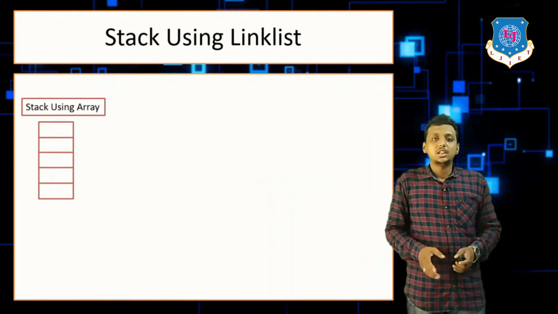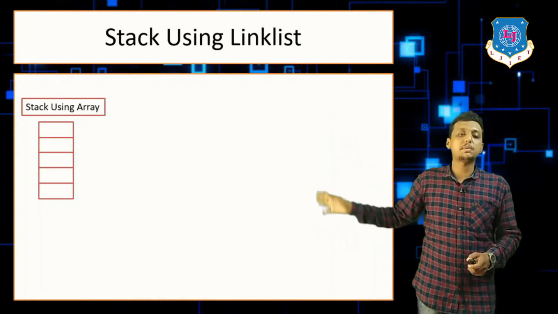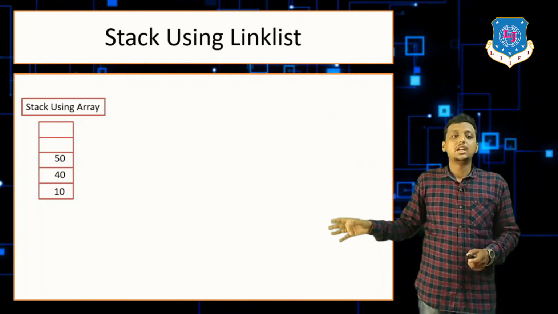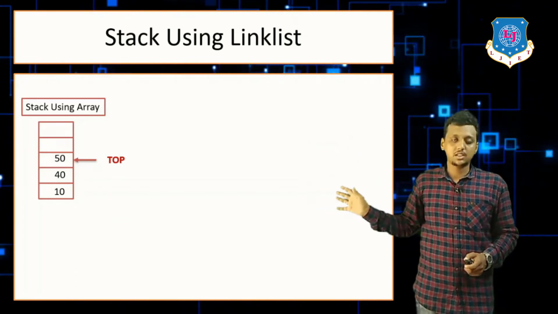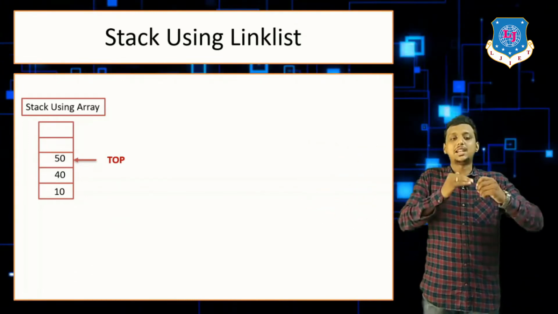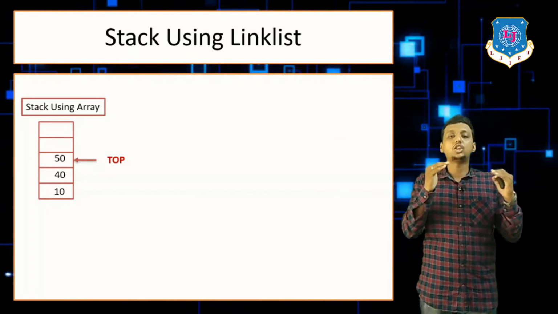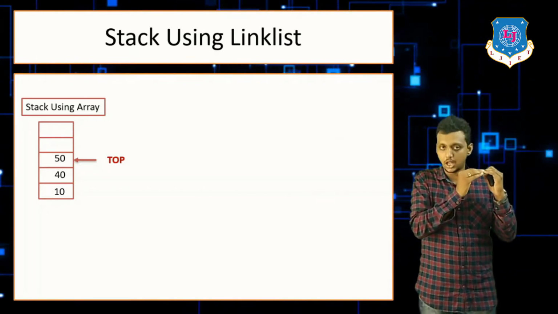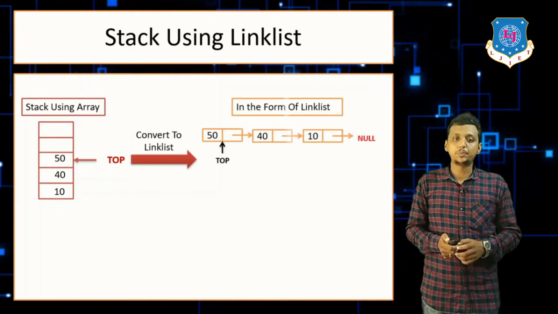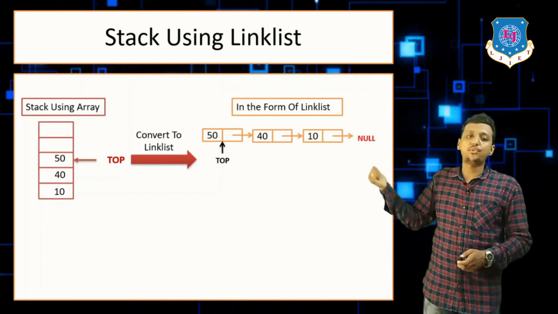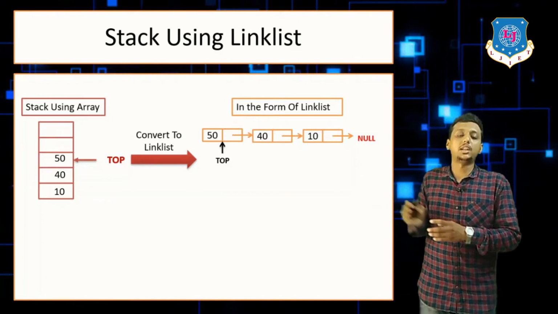So first, this is my stack using array. You can see it's a continuous memory allocation over there. But let me convert this stack using array into the linked list. See, I have the elements 10, 40 and 50, and the top pointer is pointing at 50 right now. But how can we convert this into the linked list? Let me show you. See, this is the form of the linked list.